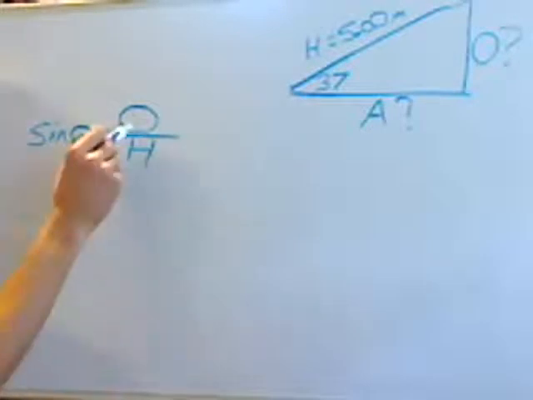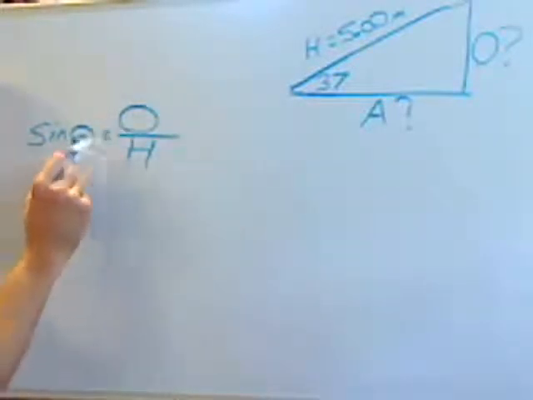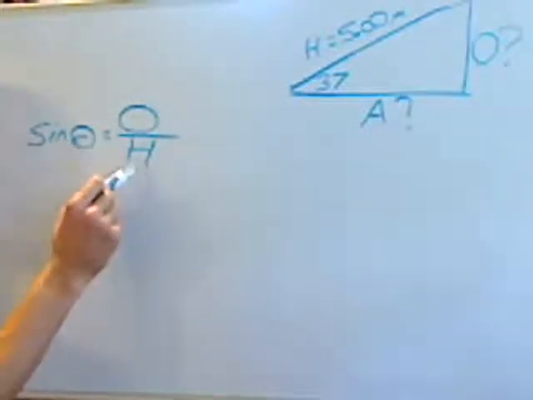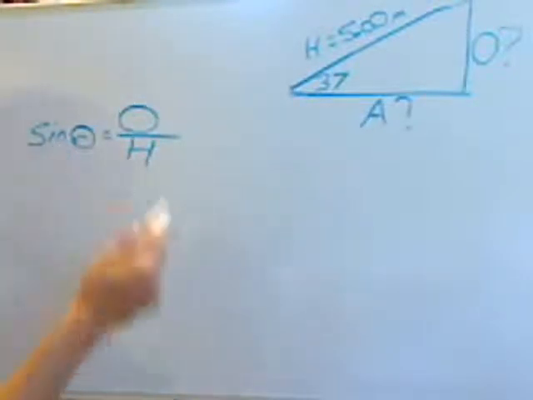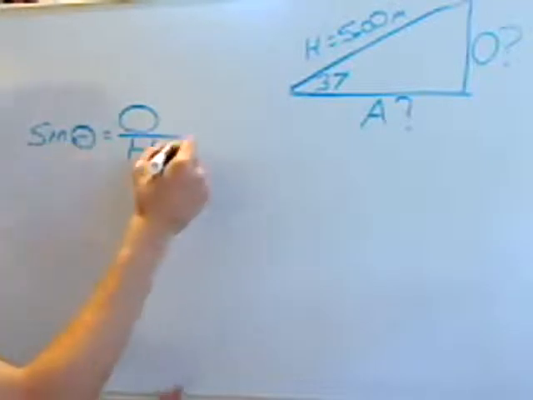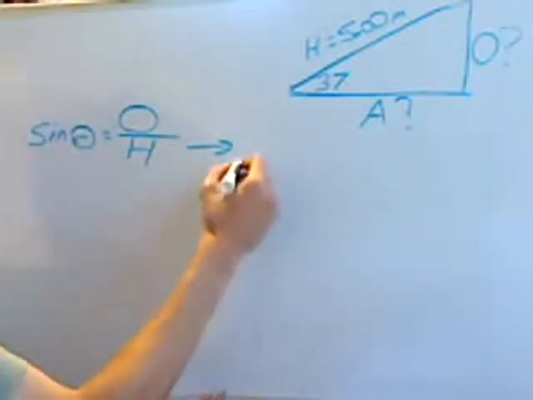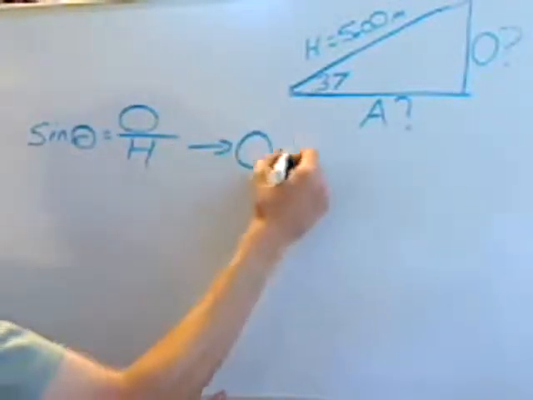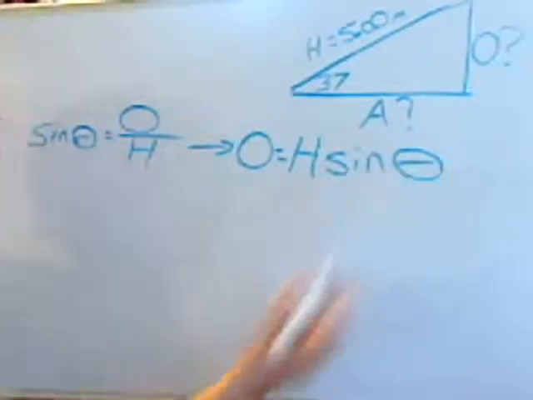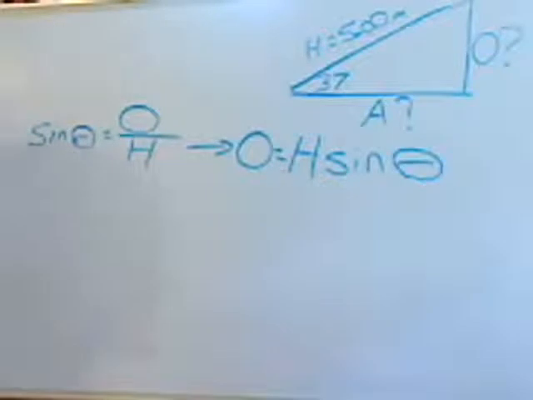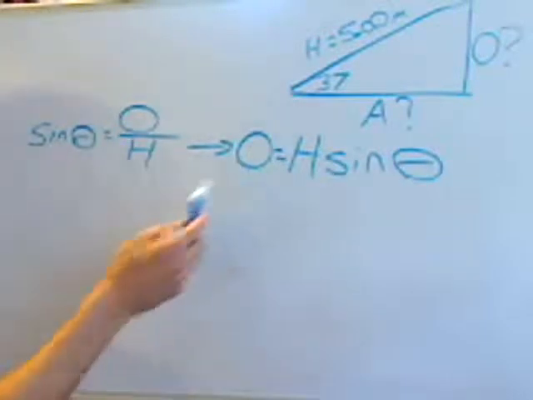Okay? So if we know what the angle theta is, and we know what h is, to solve for O, we need to multiply both sides by h. So let's multiply both sides of this equation by h, and we're left with O is h sine theta. Now we have an equation that we can eventually use to solve for O.